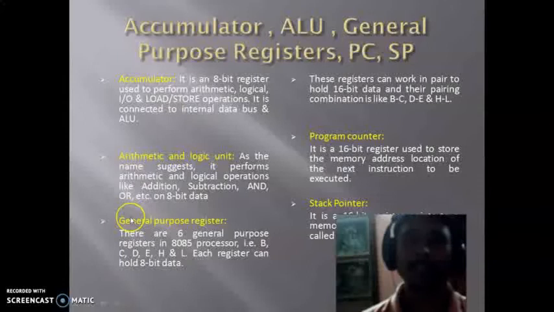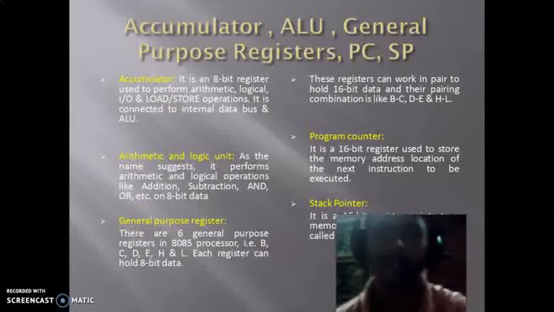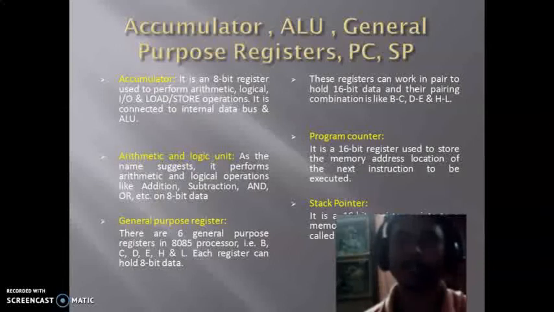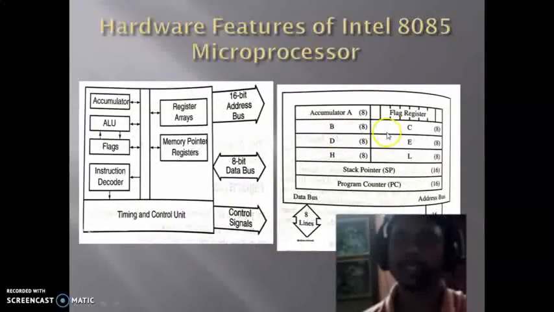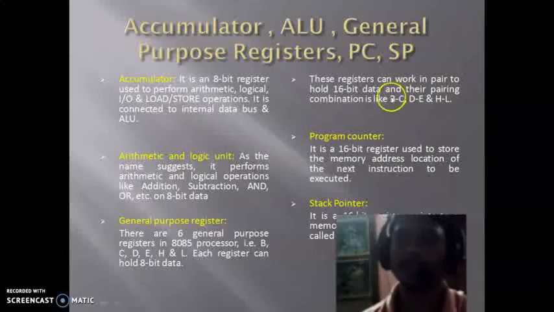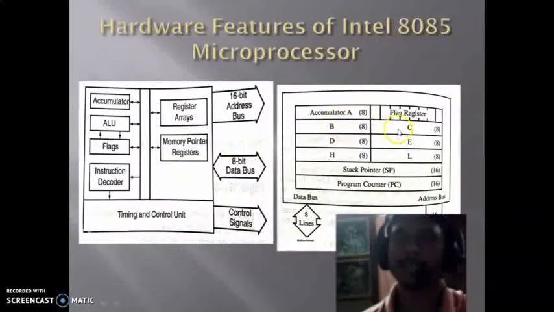Now next we have the general purpose registers. The 8085 microprocessor has 6 general purpose registers: B, C, D, E, H, L. Each can store up to 8 bits of data. These registers are basically used to store and load data. And next we have register pairs, that is, these registers can again be used as pairs: BC pair, DE pair, HL pair. Now we can store 16-bit data in these pairs, BC, DE and HL.